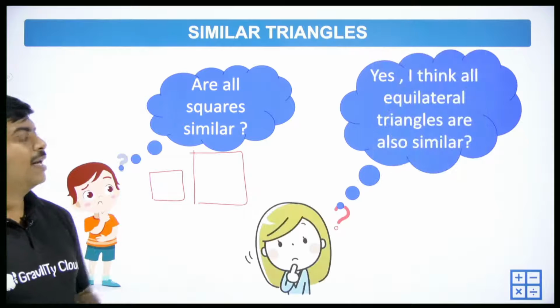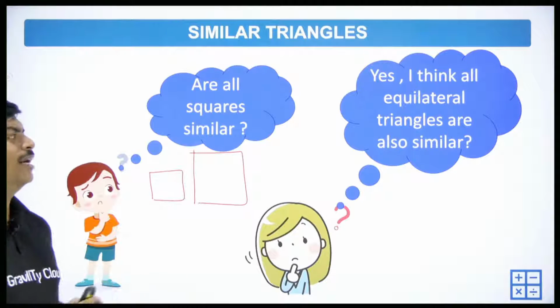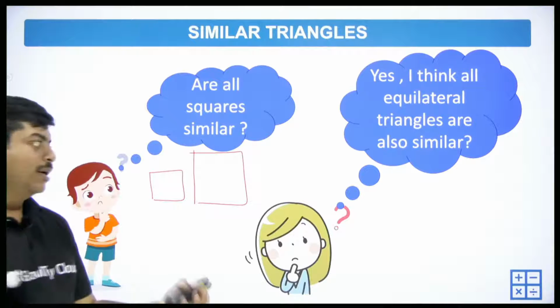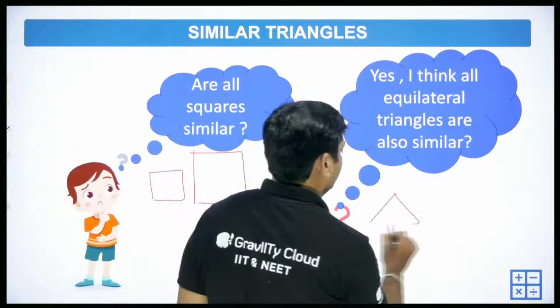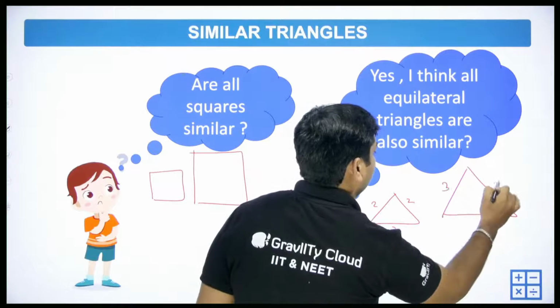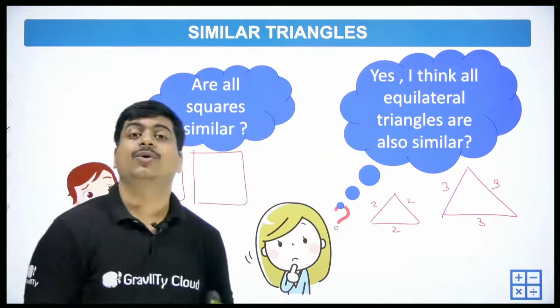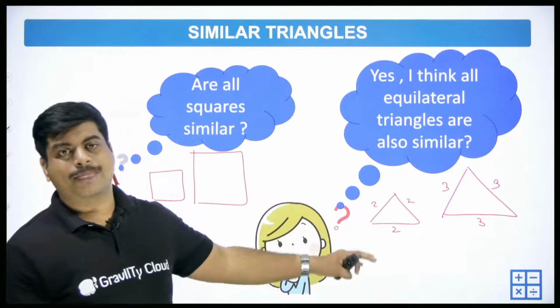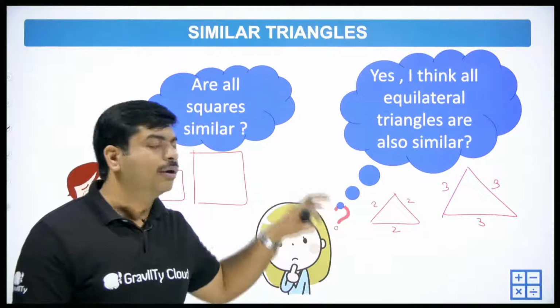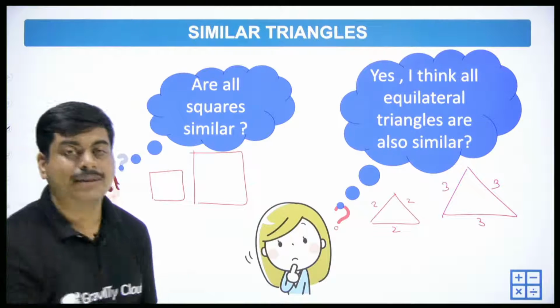Understand? Next one. Yes. So she is telling yes, that may be correct. I think all equilateral triangles are also similar, right? Equilateral triangle. This is one equilateral triangle of the side 2, 2, 2. I'll have one more triangle of 3, 3, 3. Yes, these two are similar. We are not discussing congruency. We are discussing similarity. They are similar figures. They are similar triangles.